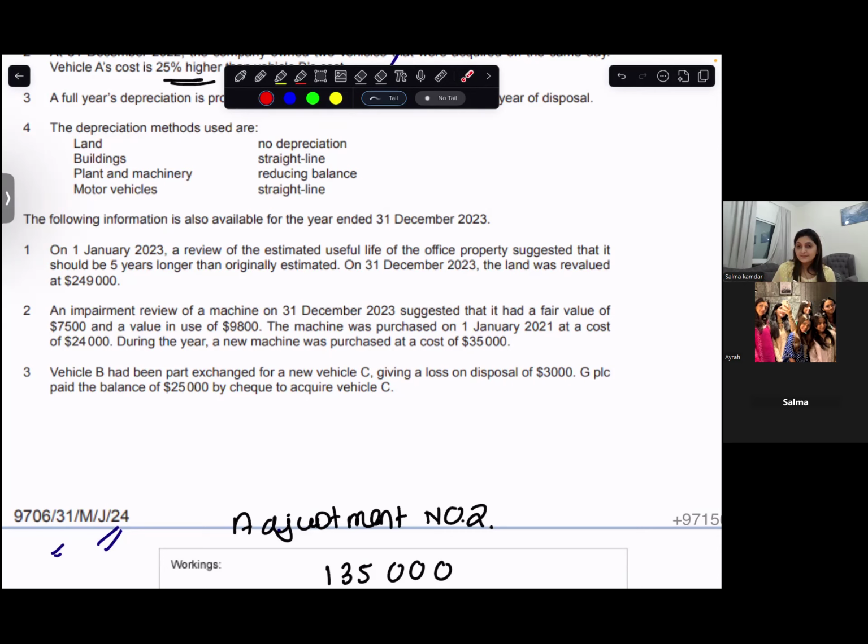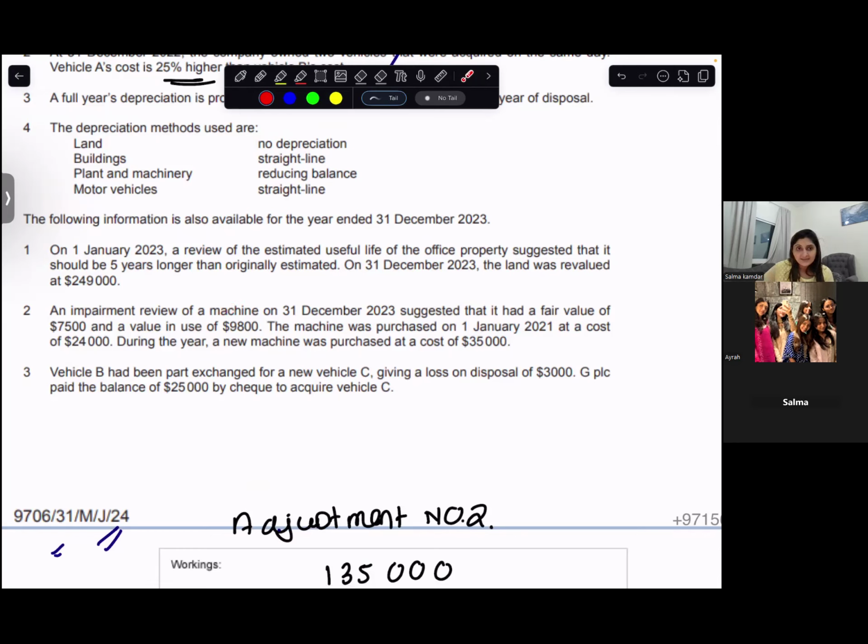What is impairment, loss or gain? If it is a loss, the market value is less than your net book value. You compare the fair value and value in use, the recoverable amount, with the net book value. The recoverable amount is the higher of the two. So it suggested that the machinery had a fair value of 7,500.